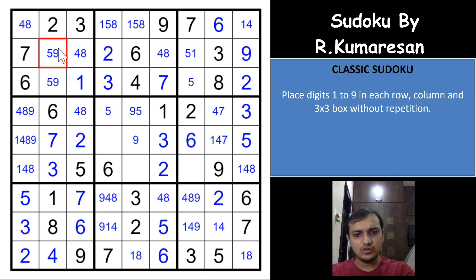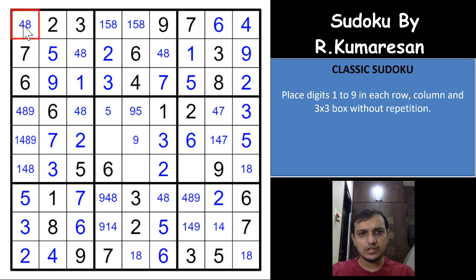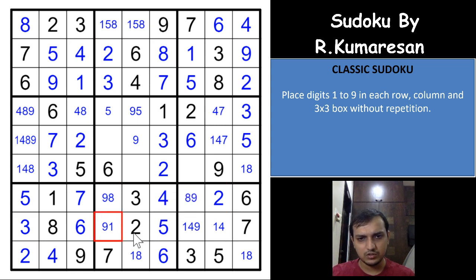Which directly gives you a 5 here, a 9 here, a 1 here, a 5 here, a 4 here, and that removes a 4 from this cell, and this 4 gives you an 8 here, a 4 here, 8 here, a 4 here, and that removes a 4 from this cell and this cell as well. Okay, and this 4 removes the 4 from this cell as well.